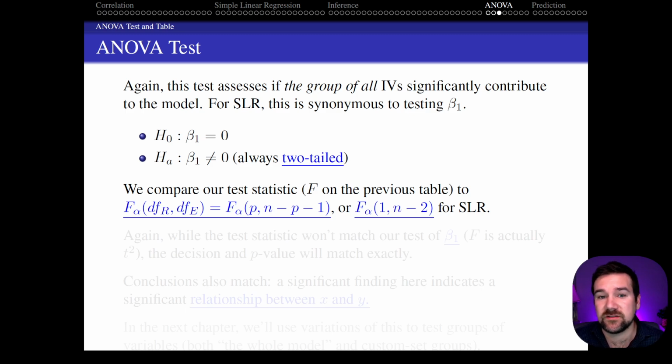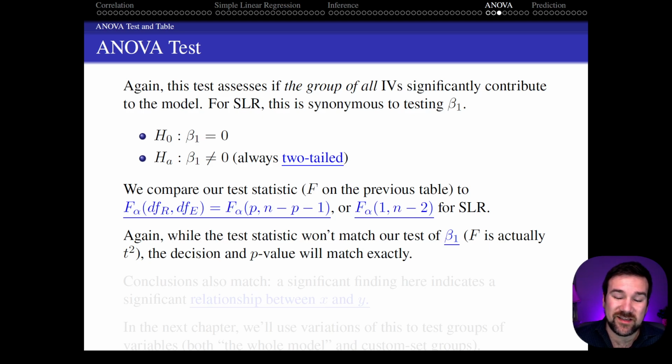We're going to compare our test statistic, if we're doing the critical value approach, to a critical value where we have the degrees of freedom for regression as the first degrees of freedom and the degrees of freedom error as the second degrees of freedom. Again, in a simple linear regression, because p is equal to 1 for simple linear regression, this will just be 1 for the degrees of freedom regression and n minus 2 for the degrees of freedom error.